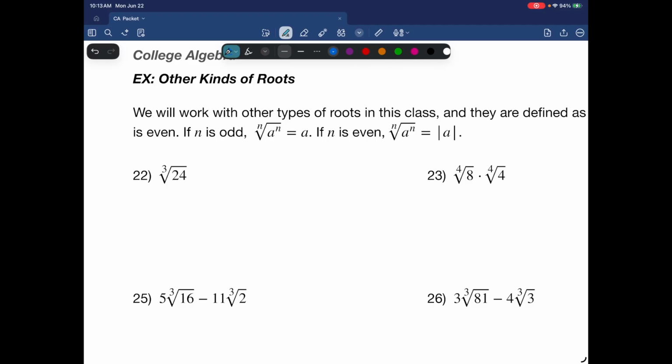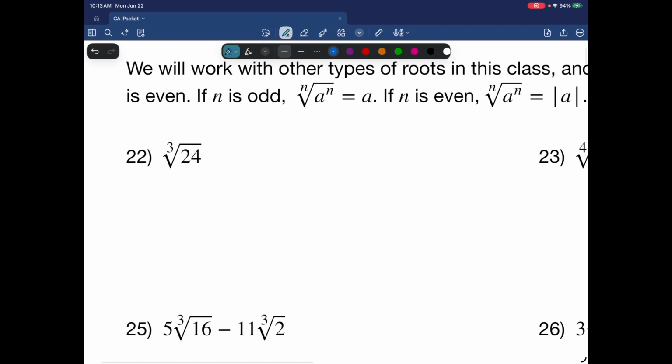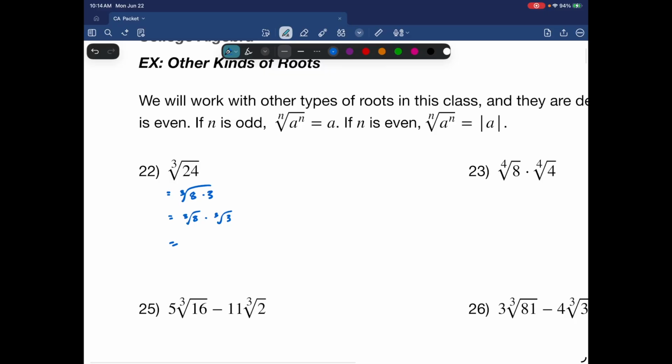Okay, so the cube root of 24. I could simplify this the same way I did earlier, but instead of looking for a perfect square underneath, I'm looking for a perfect cube. And so this would be the cube root of 8 times 3, because 8 is a perfect cube. Okay, so that would be the cube root of 8 times the cube root of 3. And so the cube root of 8 is 2 times the cube root of 3.